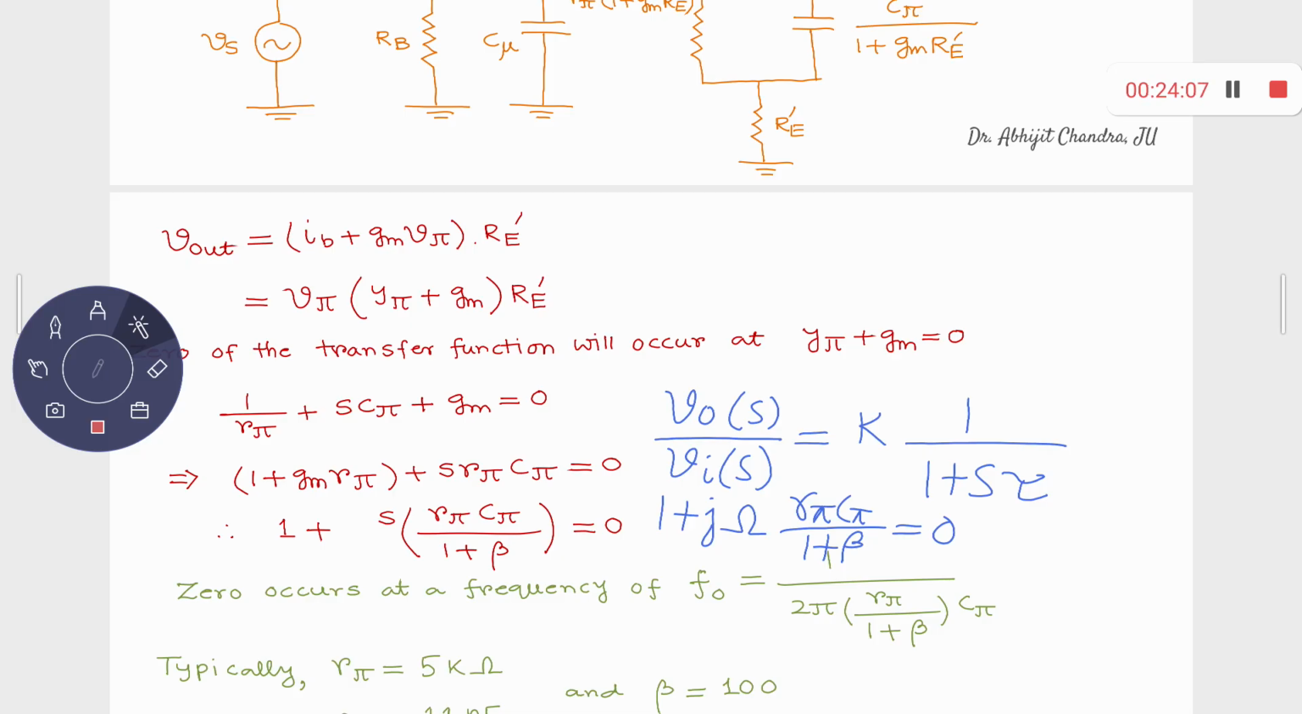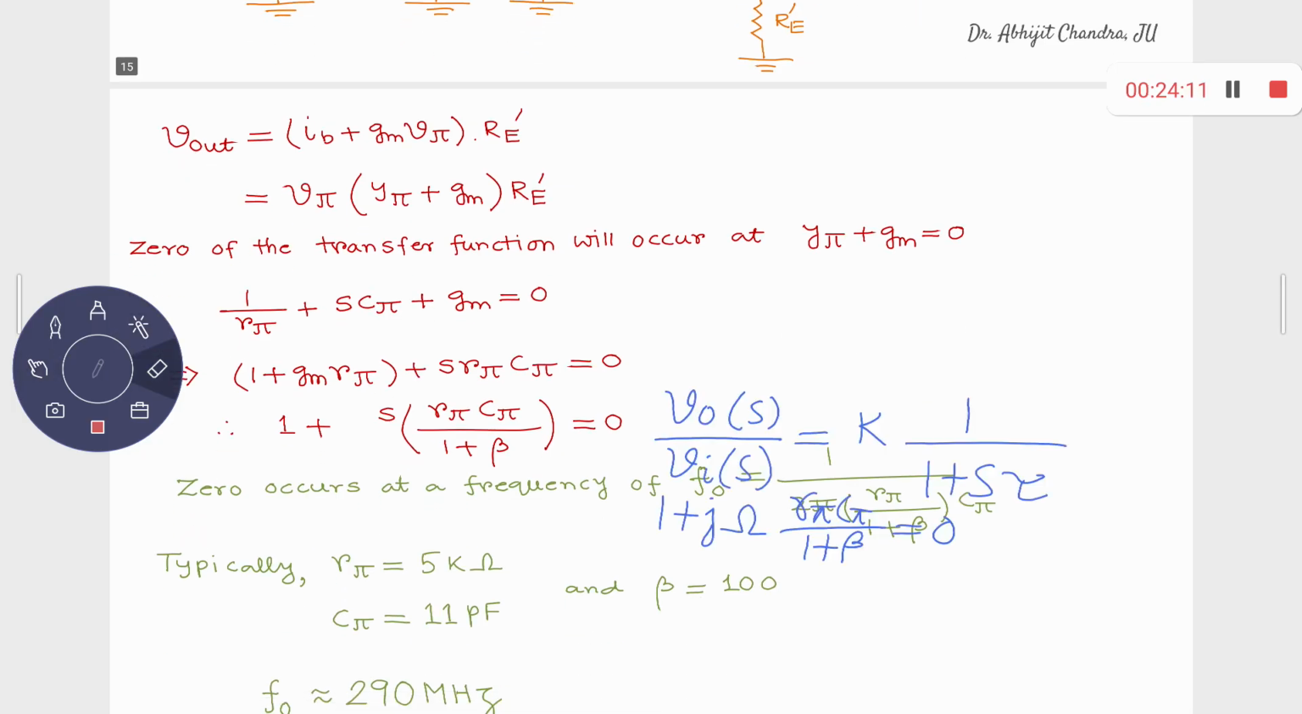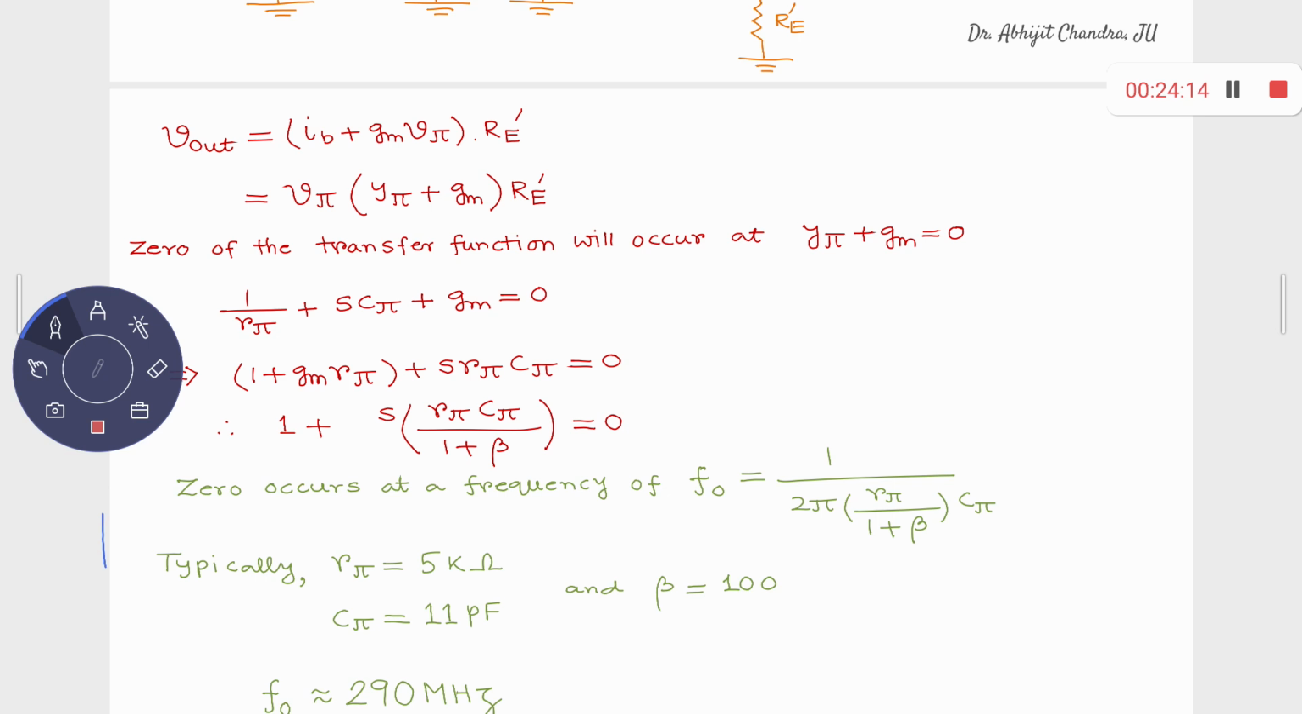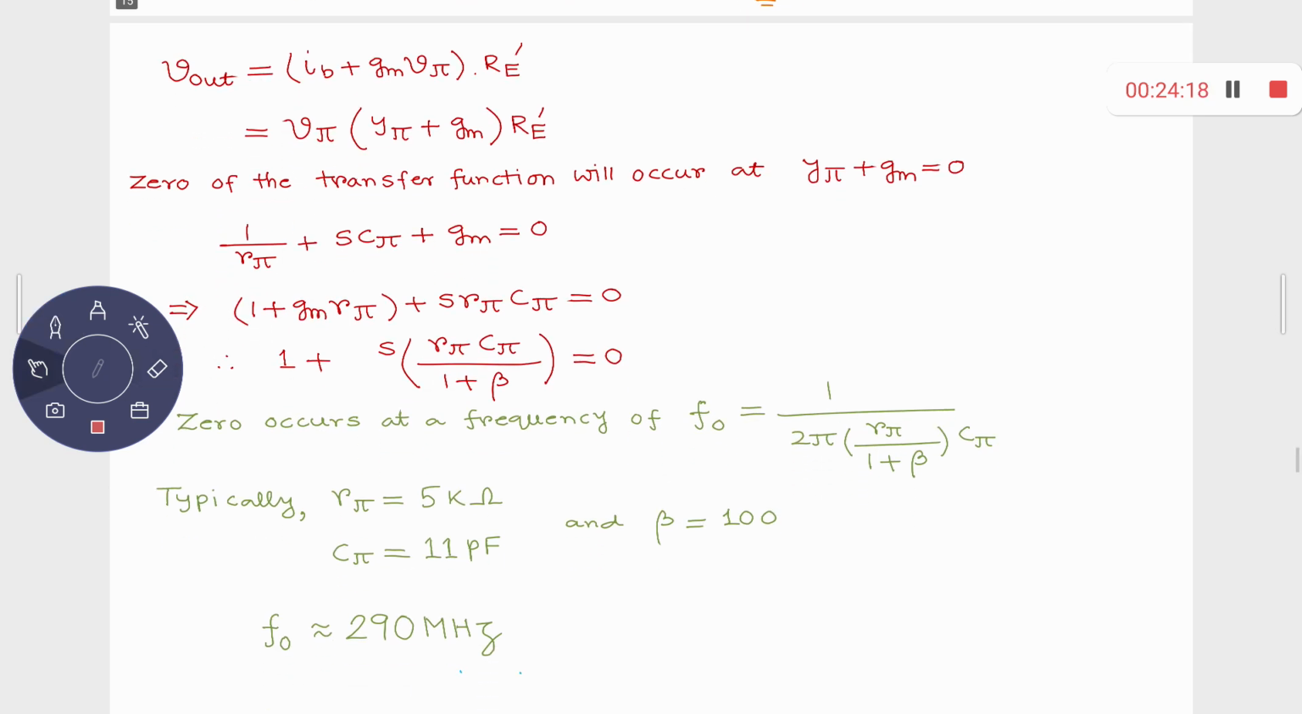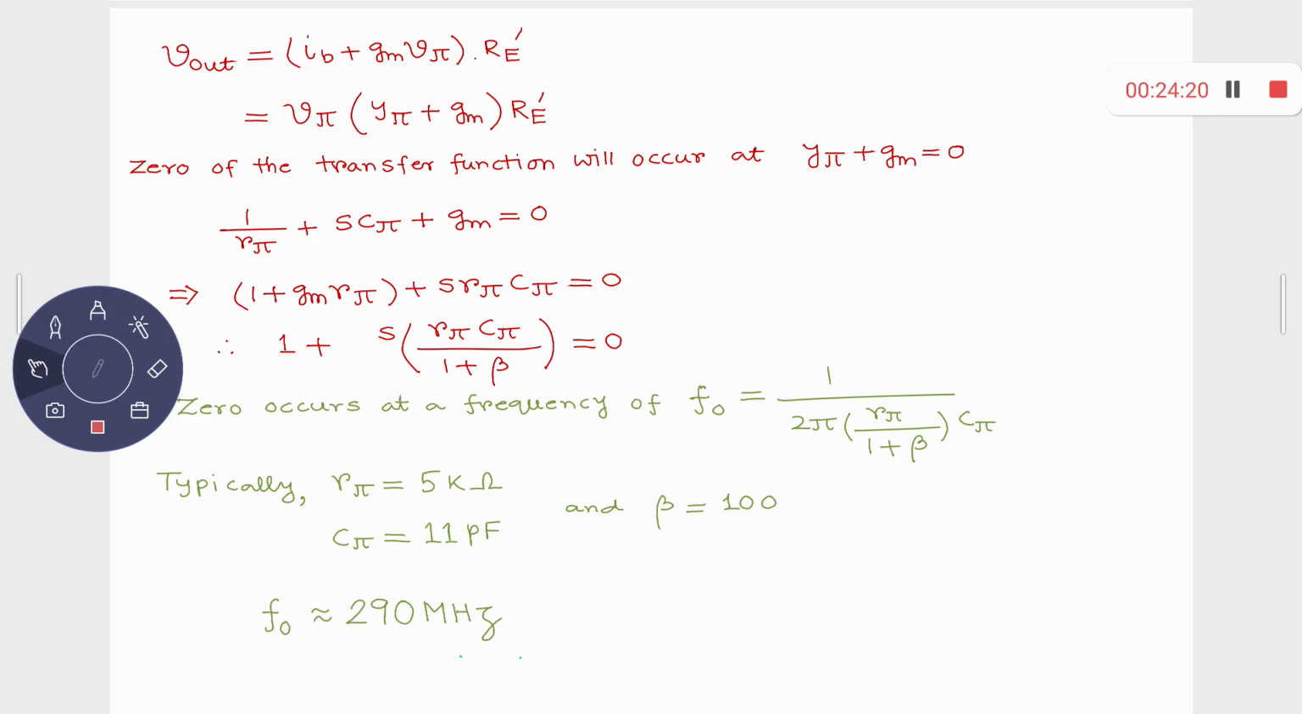Right? So now let's take some typical values. Let's consider R pi to be 5 kilo ohm, C pi 11 picofarad, beta 100. Then F naught is coming out to be 290 megahertz. That means at frequency 290 megahertz, the 0 frequency will occur. That means the frequency response drops to 0 at 290 megahertz.